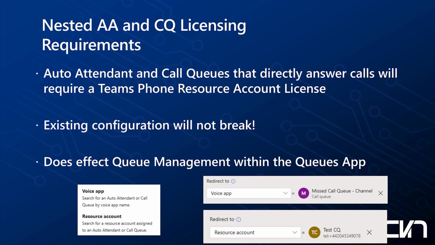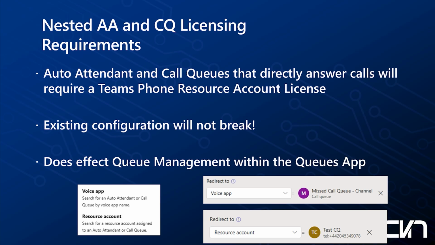Nested auto attendants to call queue licensing requirements. So this changed. Previously, if you had nested call queues within your auto attendants and call queues, everything had to be licensed with a resource account. That's changed now. You don't have to license every single account with a resource account license. But importantly, existing configurations won't break. If you've gone in and seen configured call queues, you'll see now that there's effectively a voice app or a resource account, so you can search for either one. Either one will still work and it will still function.